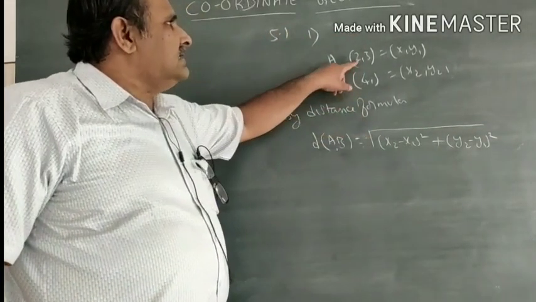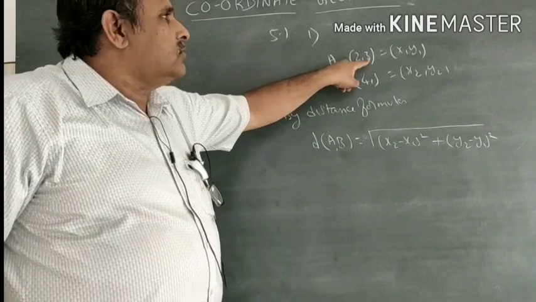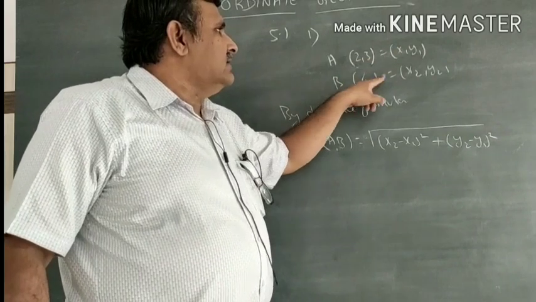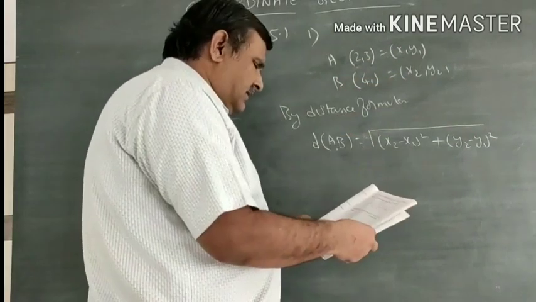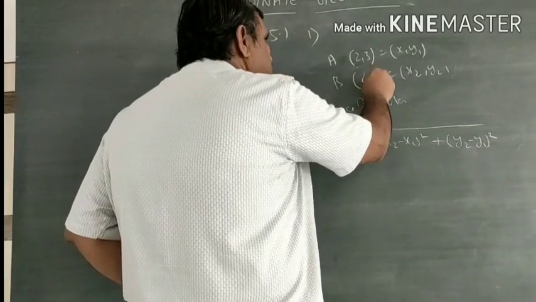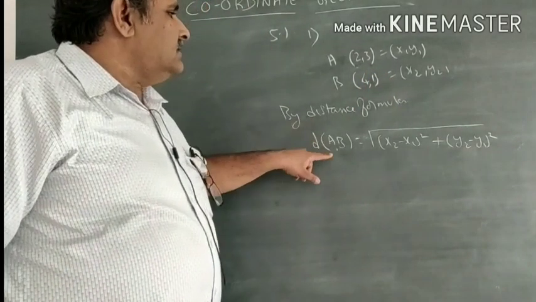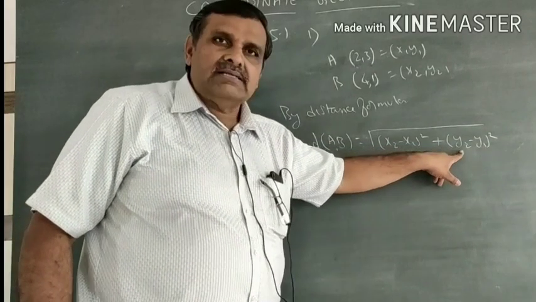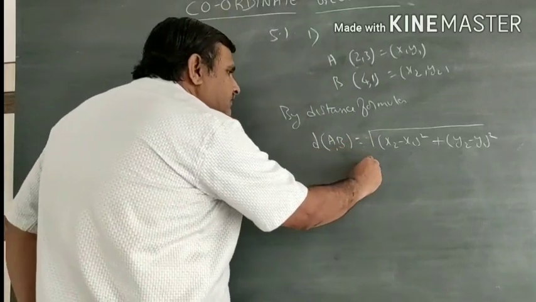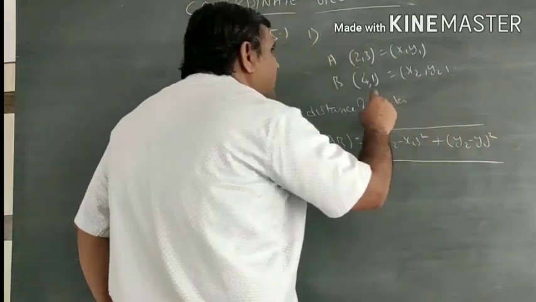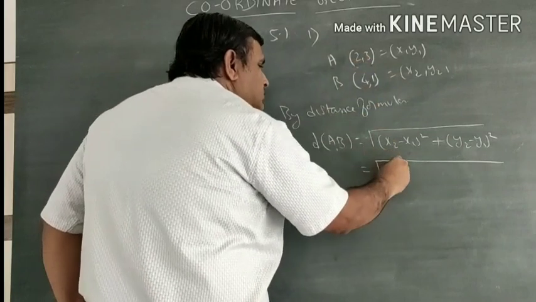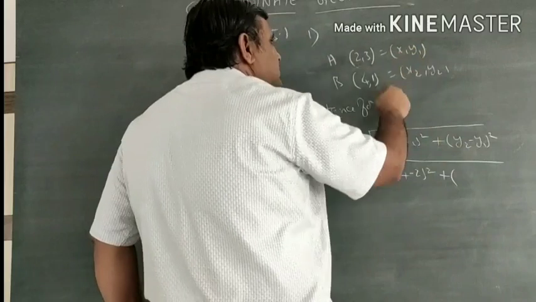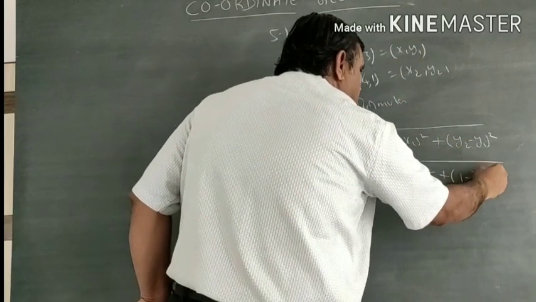See what we have done here? We have assumed the coordinates of this point 2, 3 as x1, y1. So 2 is x1, 3 is y1, 4 is x2 and 1 is y2. Now by distance formula, distance between AB is given by under root x2 minus x1 square plus y2 minus y1 square. Now we shall do substitution: under root x2 minus x1 means 4 minus 2. We shall write here 4 minus 2 square. Y2 minus y1 means 1 minus 3 whole square.